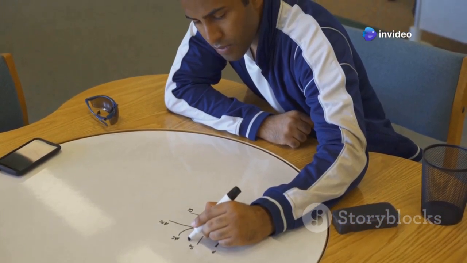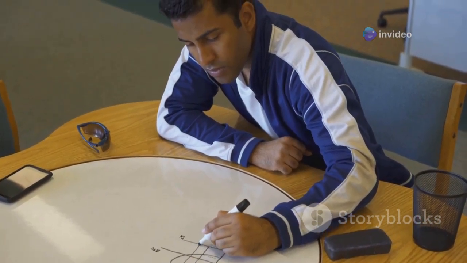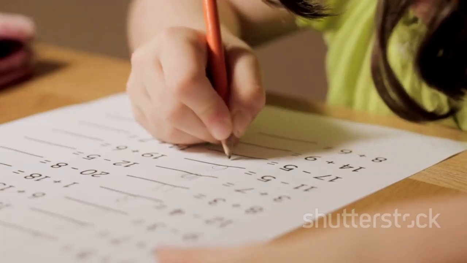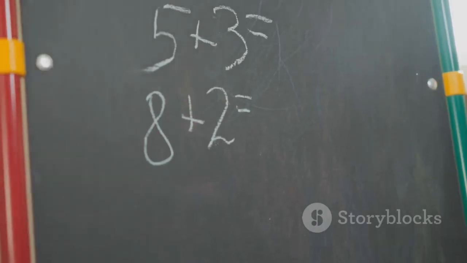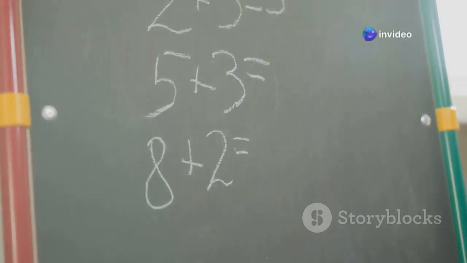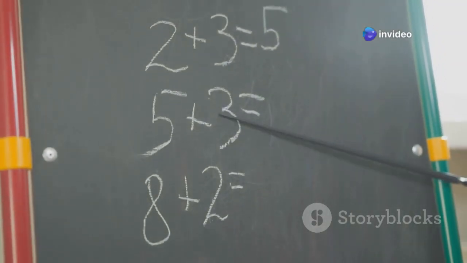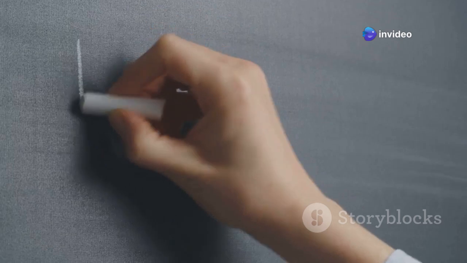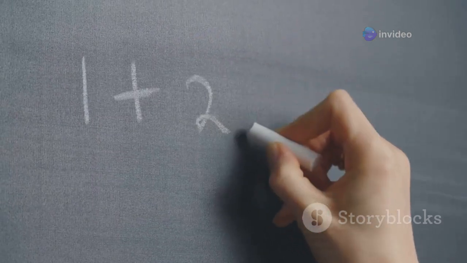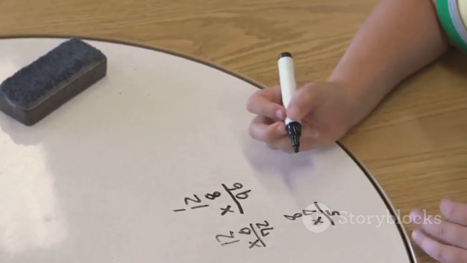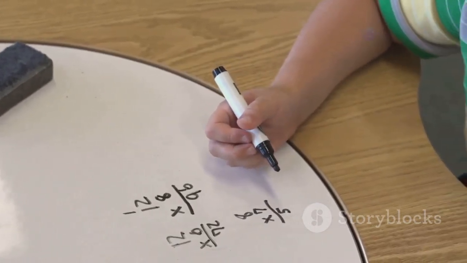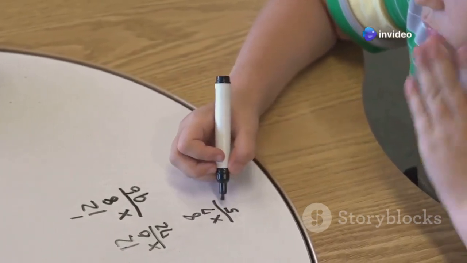Decimals might seem intimidating, but they're just like regular numbers with a few extra steps. Let's say we need to subtract 3.25 from 7.8. First, we line up the decimal points, adding a 0 to 7.8 to make it 7.80. Now, we subtract as usual, starting from the rightmost column, 0 minus 5. Continuing with the rest of the digits, we get 7.80 minus 3.25 equals 4.55.